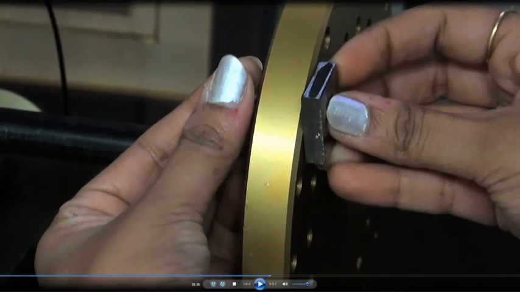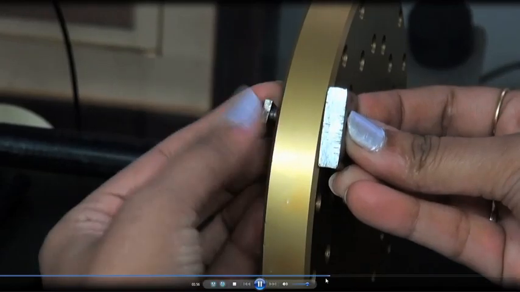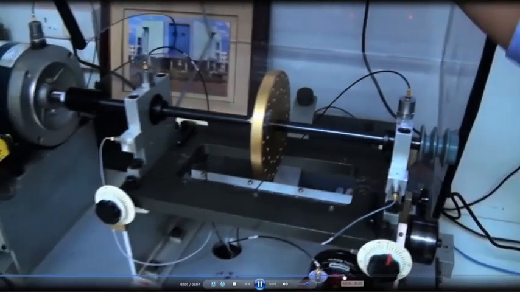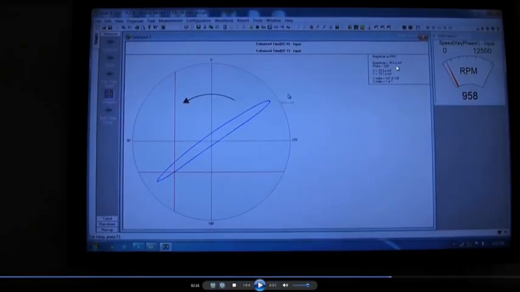Next, we put a mass on it, so that we created an artificial unbalance. And you see here, the amplitude increased because of the unbalance. A lot of takeaways from this. We of course are running this rotor at a constant speed of 958 RPM, and this magnitude has increased compared to the previous case when there was no unbalance.